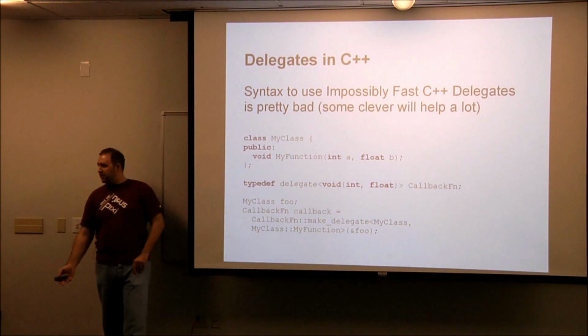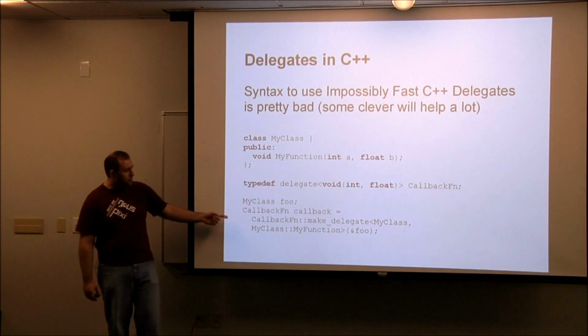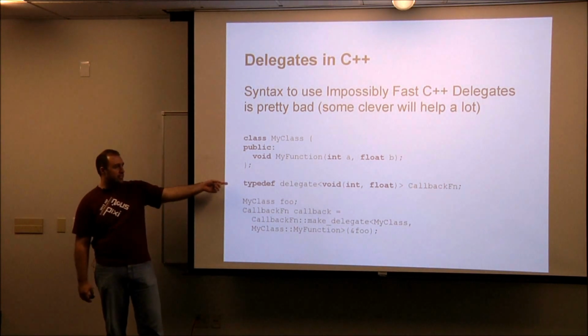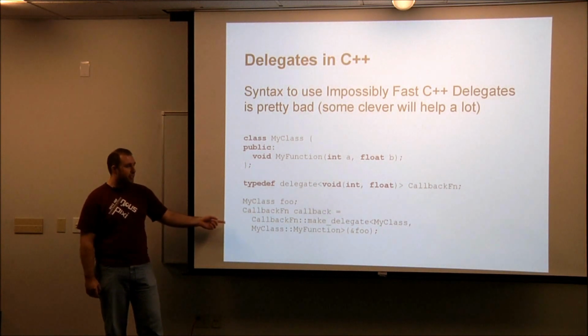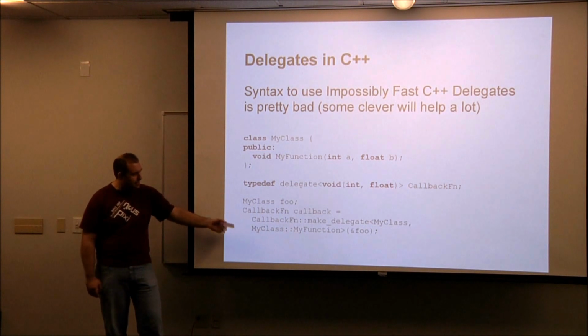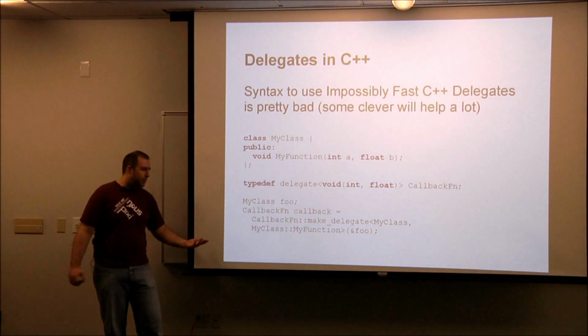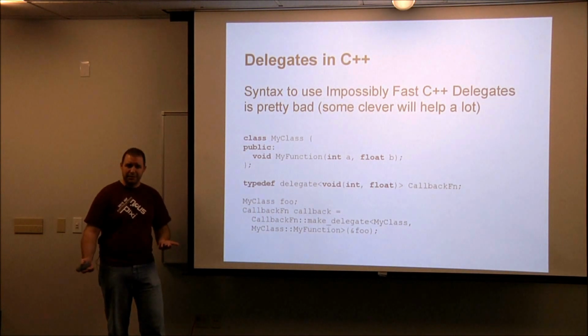So the impossibly fast C++ delegates is, like I said, kind of bad. This is how you bind a delegate. You define a delegate, you specify the signature of the function, and you have to use this big old template thing, and you have to specify the class and the function. Like you see, my class is in here twice. That's kind of annoying. And then you're passing a pointer to my class, and why couldn't the compiler just figure that out on its own?